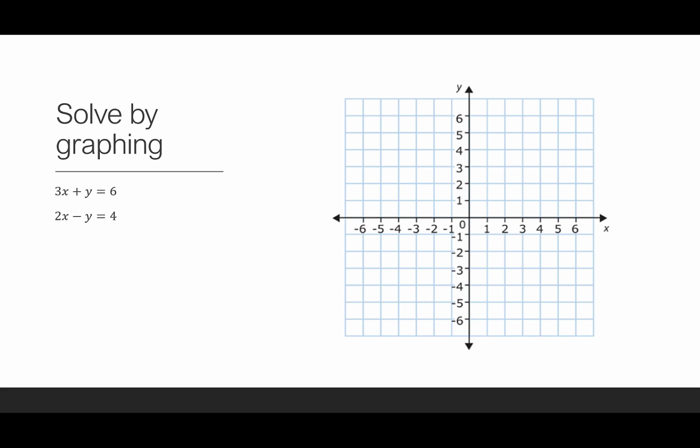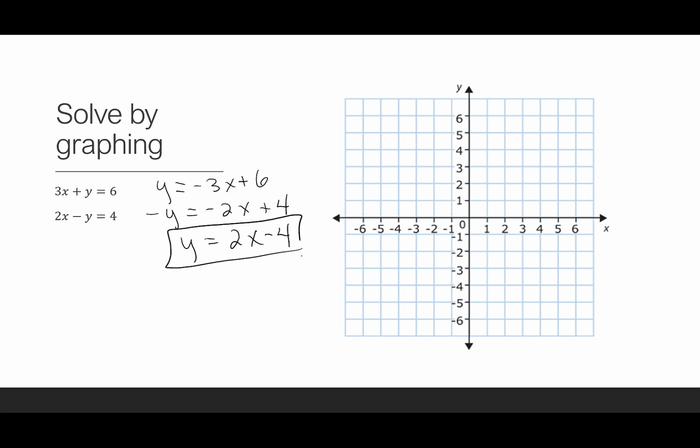So let's give that another try. This time we have 3x plus y is 6, and we have 2x minus y is 4. I like to graph from slope-intercept form. So I would first write this as y is negative 3x plus 6. Then I would write negative y is negative 2x plus 4, which gives me y is 2x minus 4. So these are the two lines I'm going to graph.